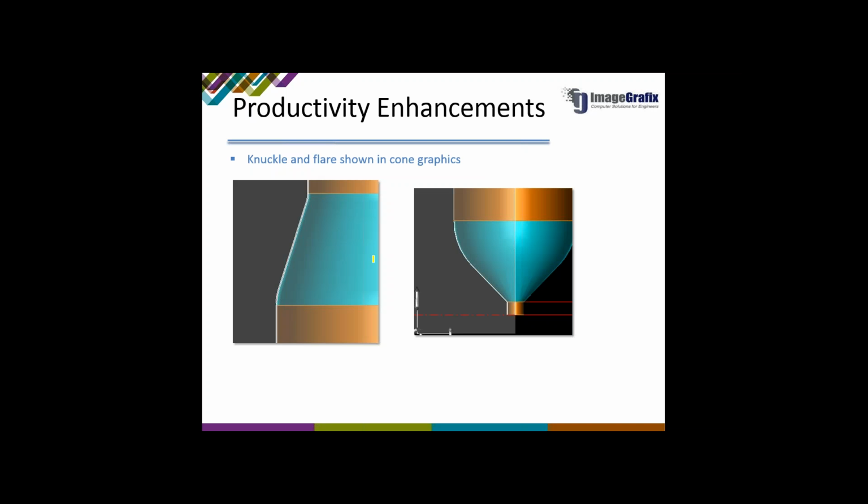Then the next productivity is the knuckle and flare, shown in the graphics now. When we used to model a cone till 2015, it was just a straight cone actually. But now from the 2016 version, you can give the knuckle radius and flare, all those things. So the knuckle and flare portion can be easily seen in the graphics. For both cases, you can see the knuckle and the flare portion is visible in the graphics. So they have updated that also.